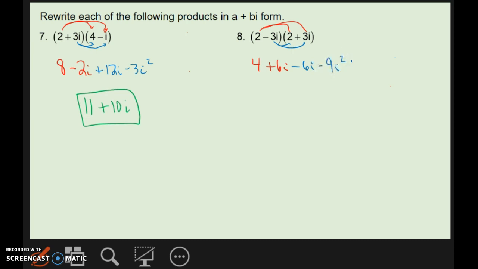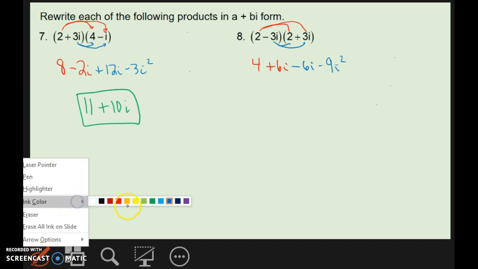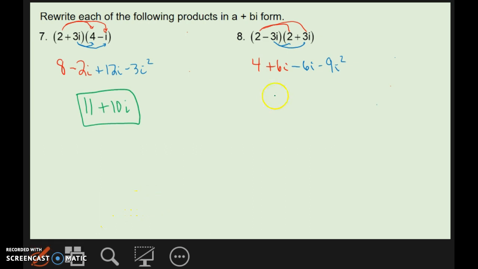Again, looking to combine like terms, I've got a 4. This negative 9i squared will become a positive 9. So my end result, I'm going to have 13. And the 6i and the negative 6i end up canceling out. So that's strange, we ended up with a real number answer by multiplying two complex numbers together.